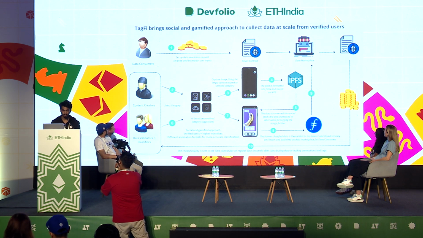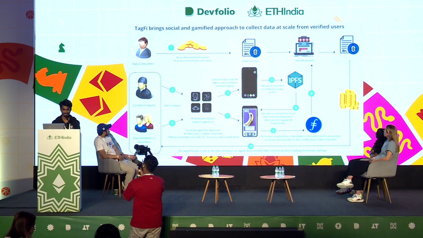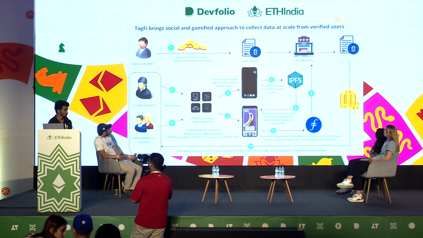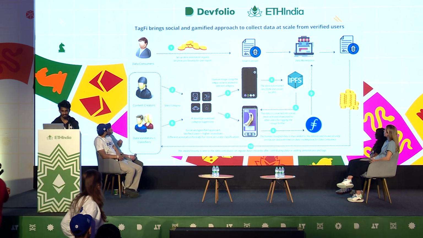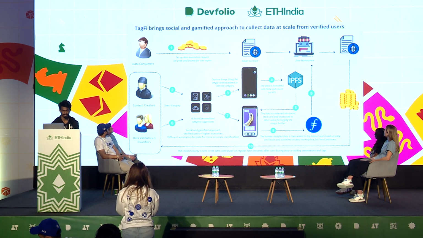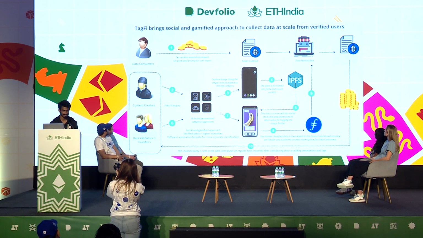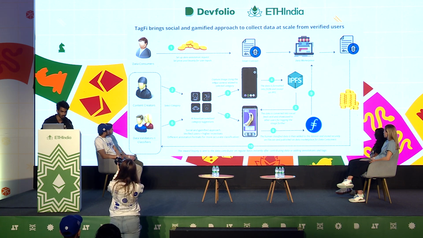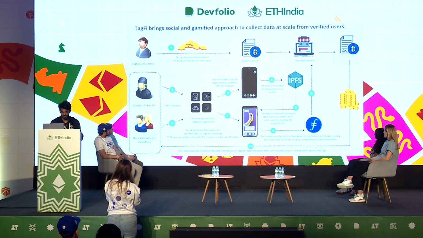Okay, so in TagFi, we have three actors. The first one is data consumers. Let's say there's an industry that needs some amount of data to be collected from users. They put up a bounty that's deployed on a smart contract, and that gets registered on the data marketplace.